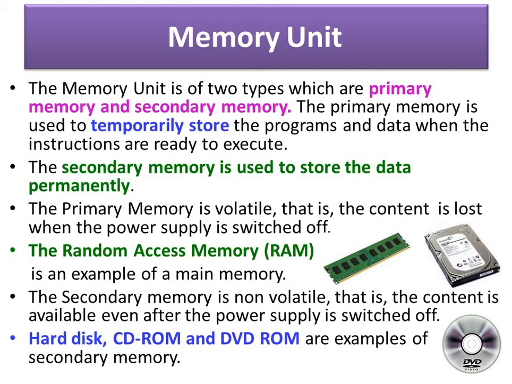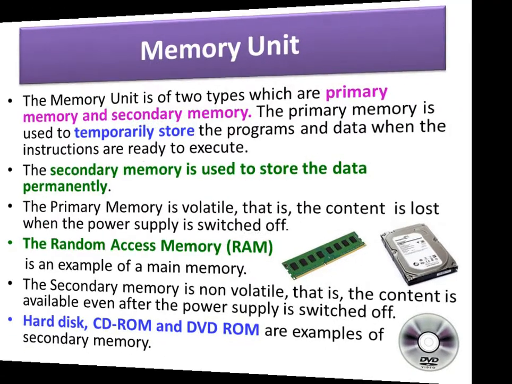V-O-L-A-T-I-L-E, volatile. That is, the content is lost when the power supply is switched off. Example for primary memory is your RAM, random access memory. The secondary memory is non-volatile. That means the content is available even after the power supply is switched off. Your hard disk, your CD-ROM, your DVD-ROM are all examples of your secondary memory. Even your flash drives, your pen drives are examples of secondary memory.